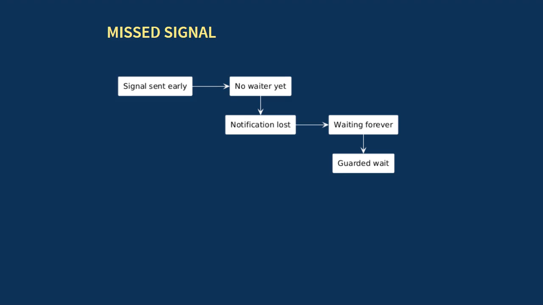A missed signal happens when something is signaled before the receiver is actually waiting. The notification is effectively lost, and the waiting side can sit forever. This is a classic timing failure, and it is easy to miss in a baseline test because the timing has to line up just wrong. The fix is usually not magical. It is a guarded wait, a stronger state protocol, and evidence that shows the wake-up condition is handled correctly.